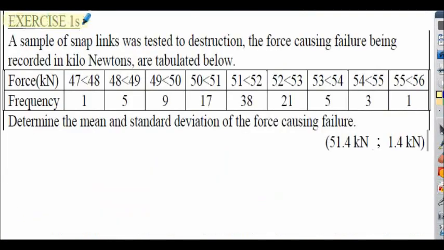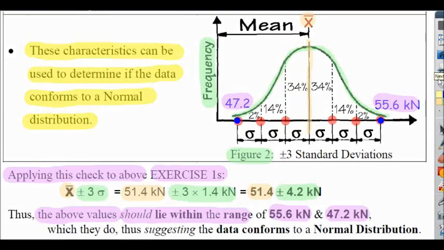Here's exercise 1s repeated for convenience. We have to calculate the mean value stated here and the standard deviation stated here for our forces. And from the data given, we can clearly see that the force values range from 47 kilonewtons through to 56 kilonewtons. So essentially our data can be considered to comply with the plus or minus 3 standard deviations. So this suggests the data conforms to a normal distribution.